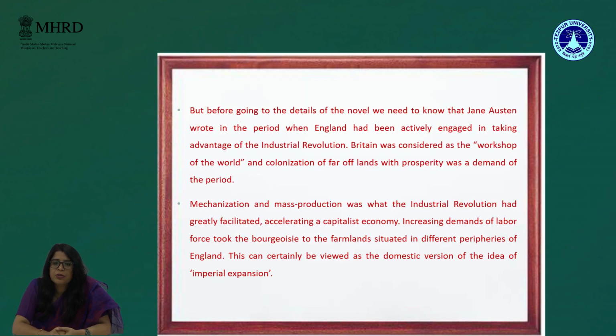But before going to the details of the novel, we need to know that Jane Austen wrote in a period when England had been actively engaged in taking advantage of the Industrial Revolution. This historical period is very important to understand what actually happens in Pride and Prejudice, behind this simple, homely looking story of love and marriage and property. And as we have already said, it was a necessary background which was in a shadowy form. To understand that concept, we need to know Jane Austen's period also.